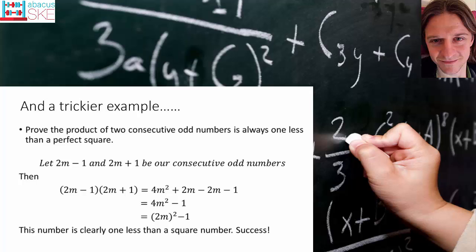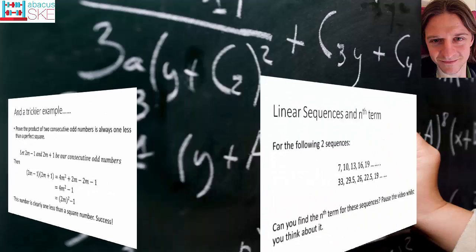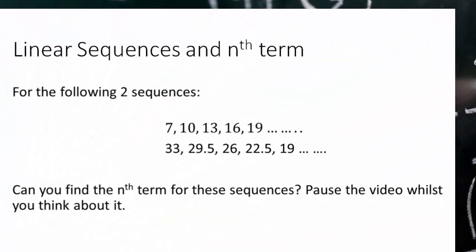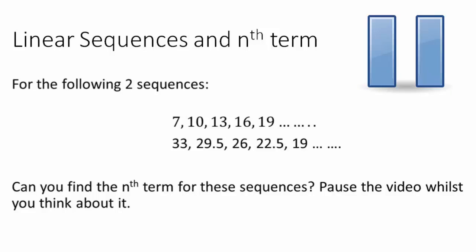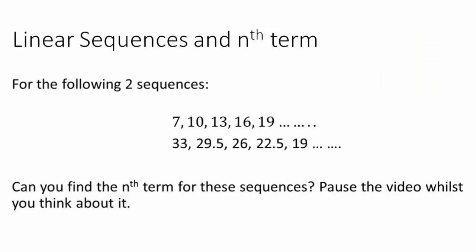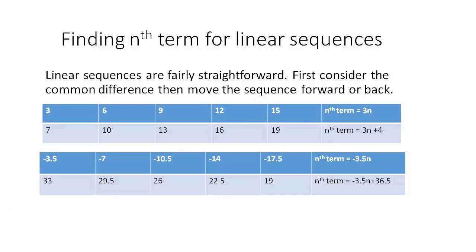Anyway, let's have a look at linear sequences and nth term. Have a look at the following 2 sequences. I'm pretty sure you remember how to do this, so pause the video whilst you think about it. Give me the nth term for the following 2 sequences. All we do is look for the common difference, yeah? Because, like the first one, it's +3 each time.